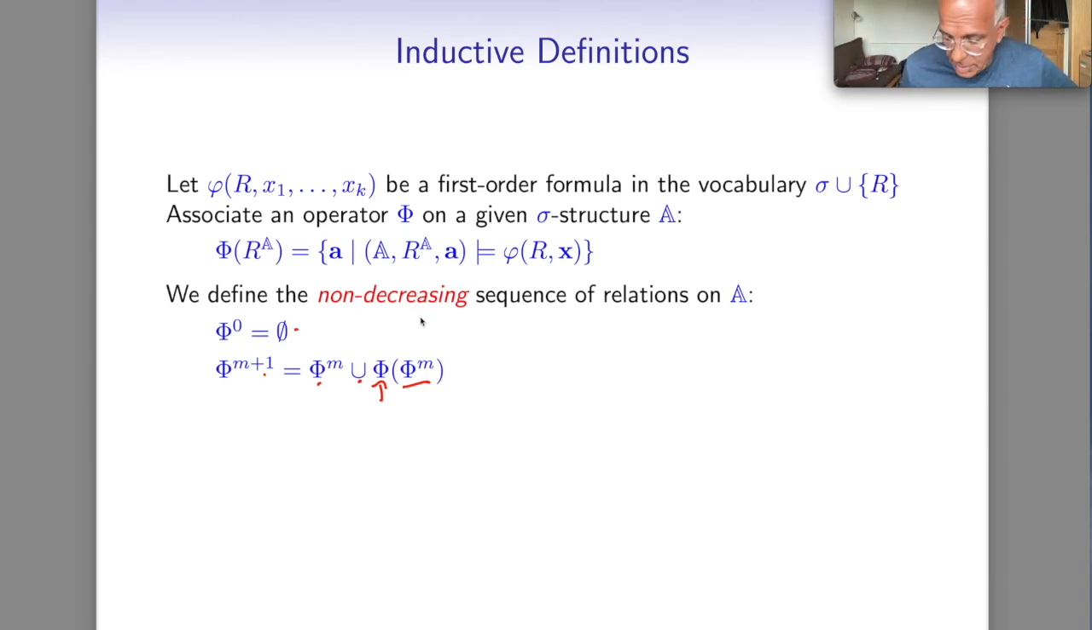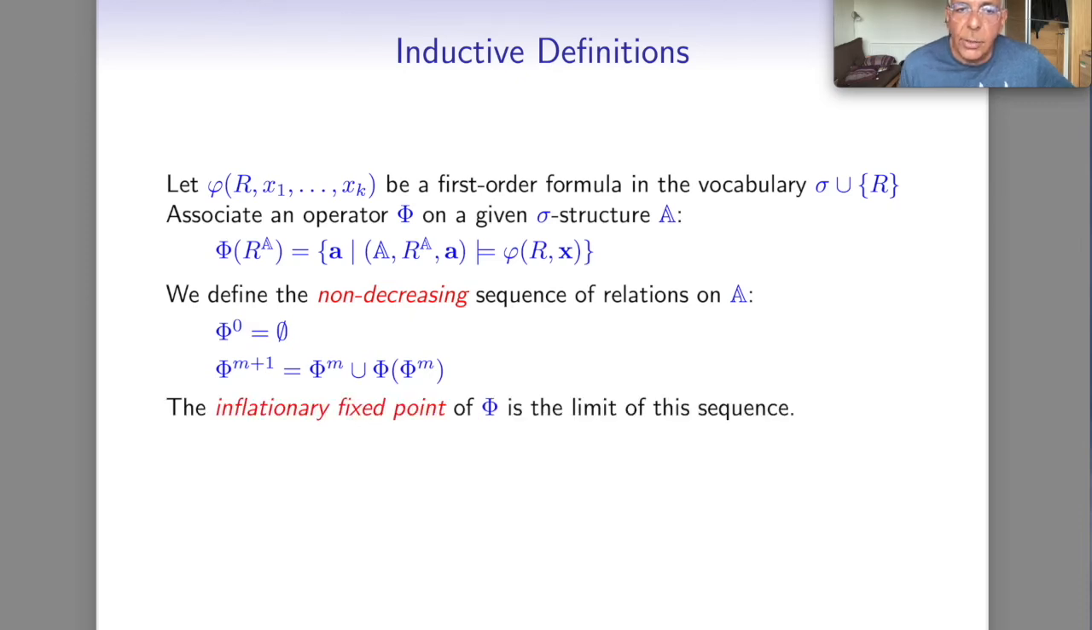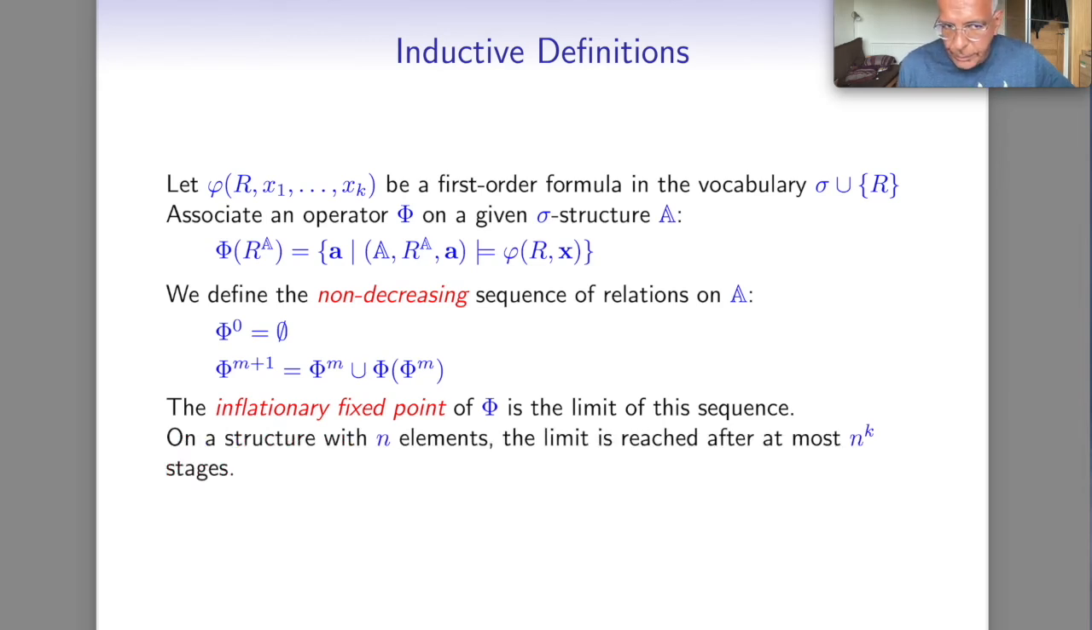And that means in any structure, certainly in any finite structure, it will reach a limit. Okay, I call that limit the inflationary fixed point of the operator phi. If A has n elements, this limit is reached after at most n to the k stages, for the simple reason that that's the total number of k-tuples, and my sequence of relations is non-decreasing, right? So if I haven't reached the fixed point, I must be adding at least one tuple, and I can do that at most n to the k times before I reach a stationary point.